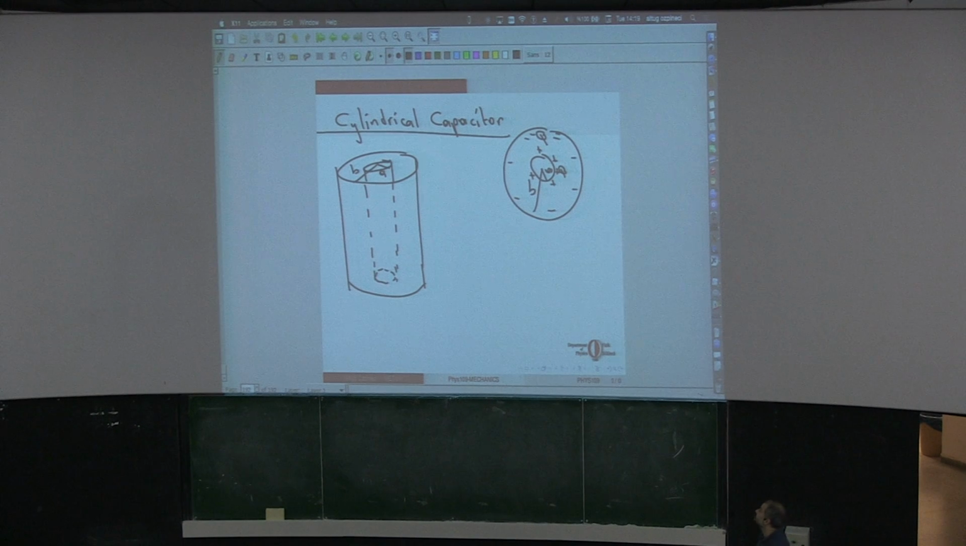Yes, the surface densities of the charges will be different. We will have a larger surface density in the inner cylinder than in the outer cylinder, because just as you said, the inner cylinder has a smaller surface area.